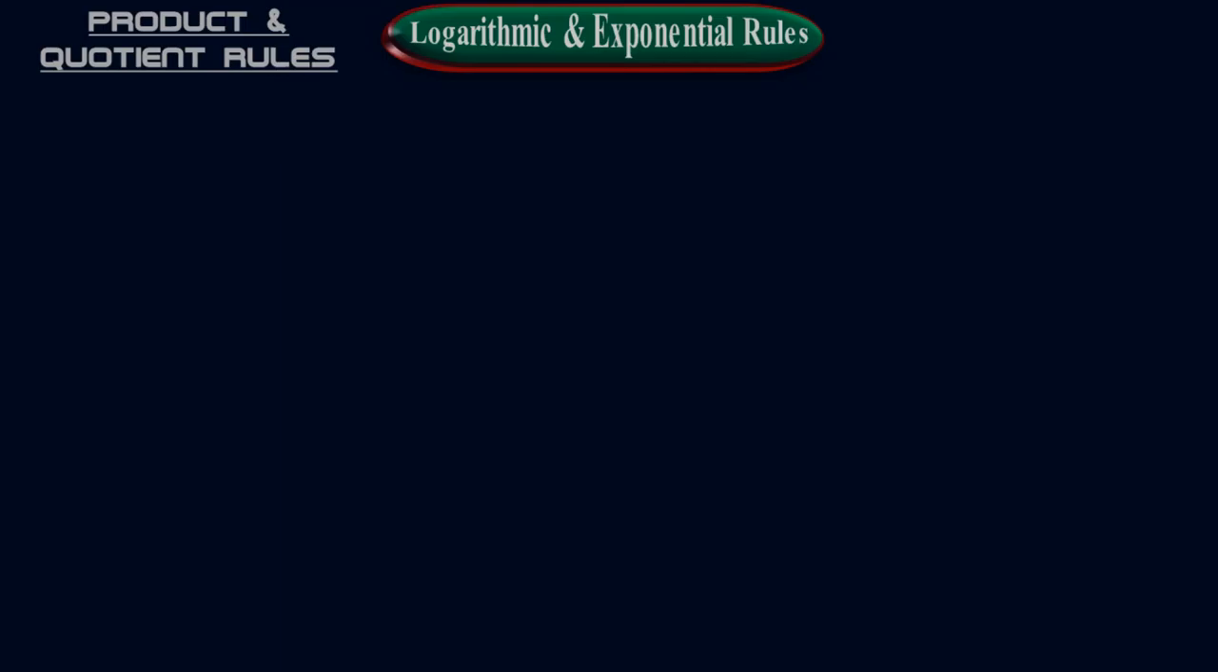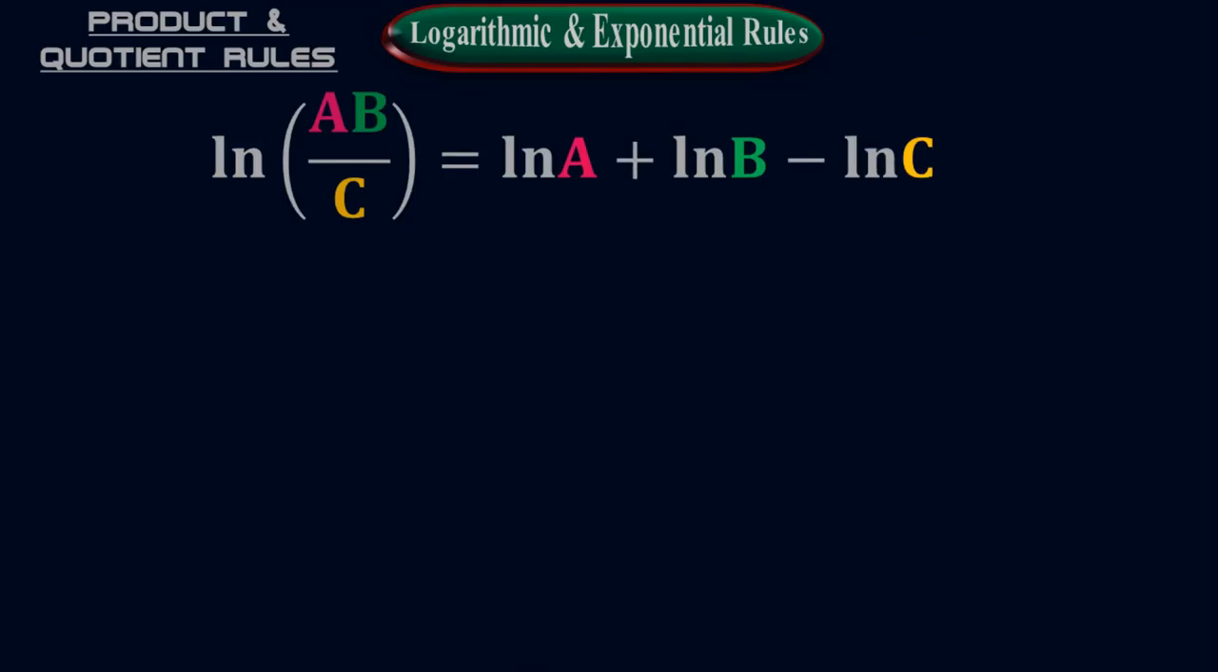My third form of the logarithmic rule will be the product and quotient rules. These are the rules which are used for the function in product form as well as in fractional form. Suppose there is natural log of a times b over c. It equals natural log a plus natural log b minus natural log c. Look, we have the product of two functions, a times b, in the numerator and the third function in the denominator. So we have the product form in the numerator as well as the fractional form. Therefore, it is called the product and quotient rule.